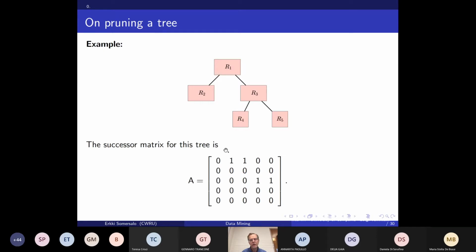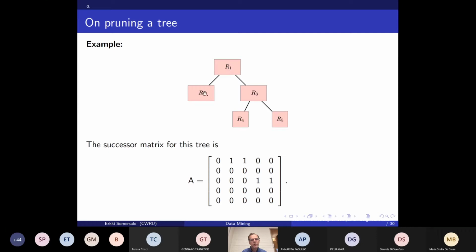So you see how simple it is, and it's very simple to construct too. You're just reading who the successors are. So now let's look at the matrix A squared. And before I do that, let's try to figure out what it should look like. If you take 2 steps down in this tree, the only way that you arrive somewhere by 2 steps is that you start from R1, you go to R3, and then to R4 and R5.